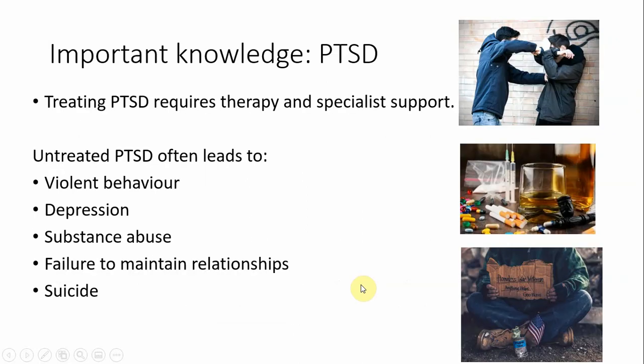If you don't get the therapy and the specialist support that you need as a serious PTSD sufferer, very often your life will begin to spiral out of control. Those who have PTSD very often experience violent behavior. They suffer from depression, substance abuse is common, relationships fall apart, jobs are lost, homelessness is not uncommon, and suicide can be the final destination for many people who aren't able to get help for their mental health. So it's no wonder that Simon Armitage felt this was an important subject to talk about in his poem.